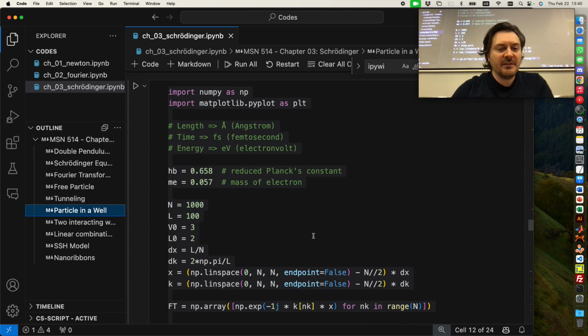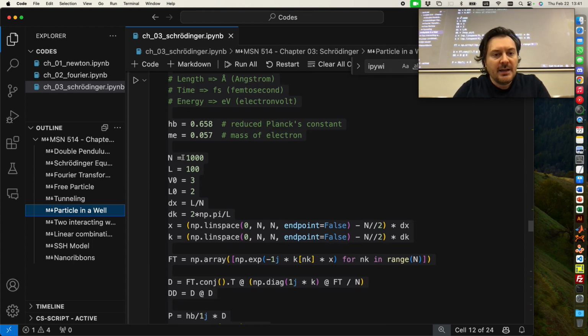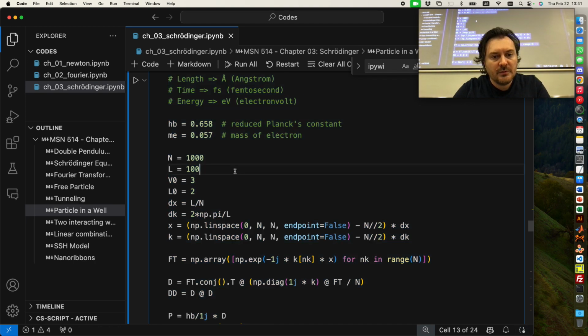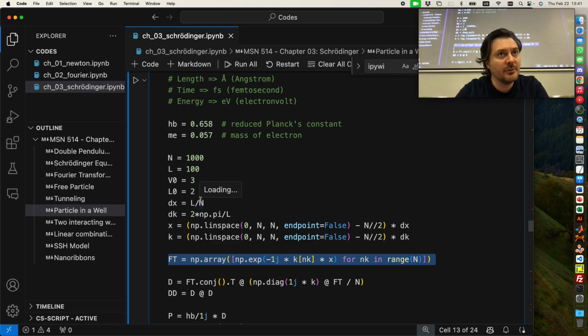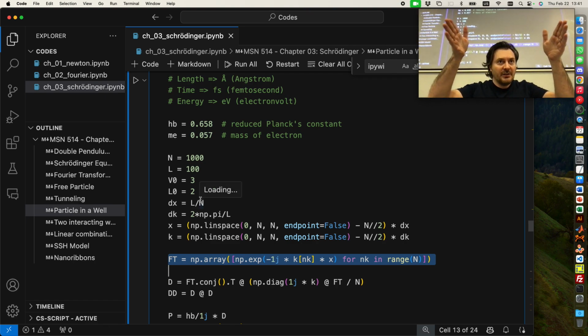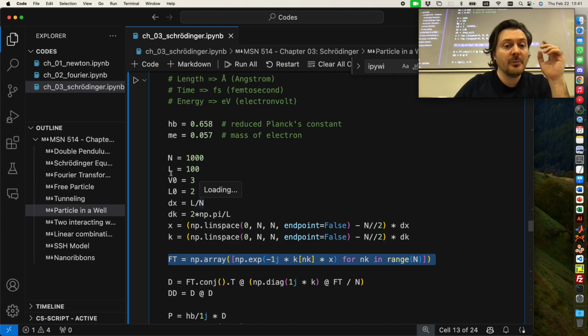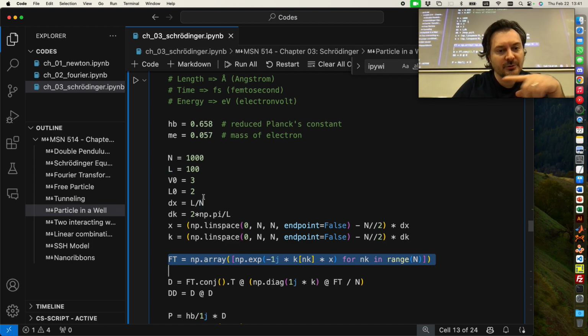It's not really in a box, it's in a well, and it's not a really deep well. So let's start from the beginning, importing and some length and time scales, if you remember from previous part. Then I have this n, which will correspond. I'm actually going to use our Fourier transform knowledge here. I'm going to define some x that goes between minus L over 2 and L over 2, some box of length L.